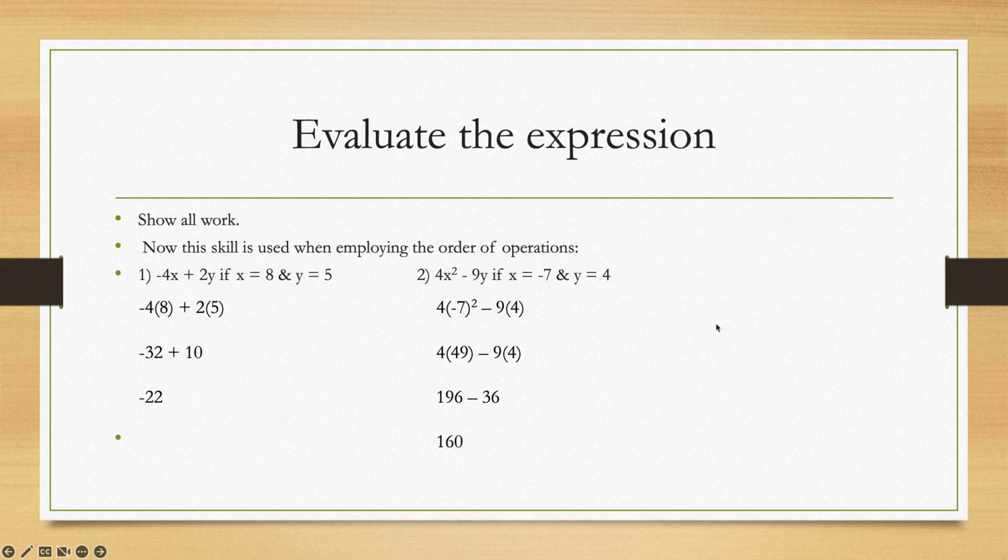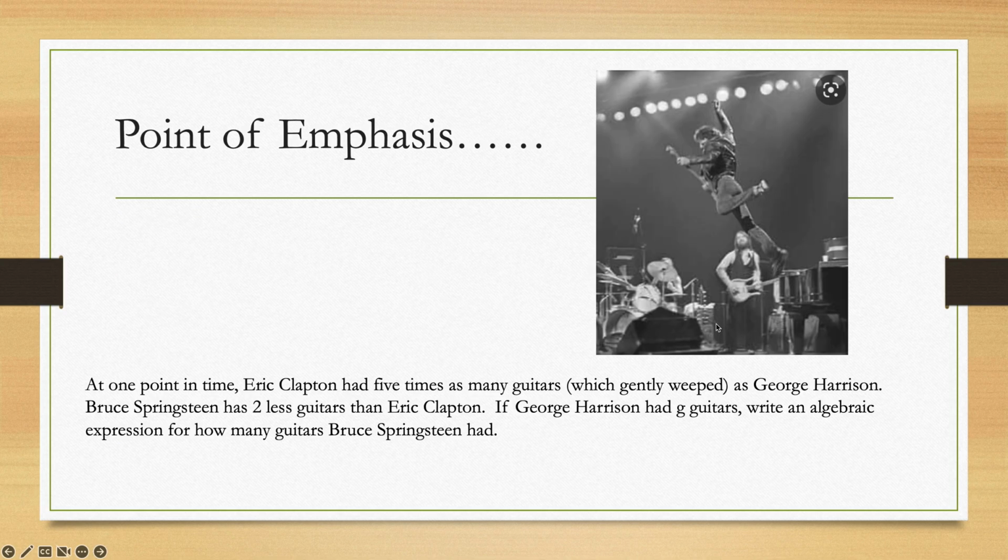Next up, a point of emphasis. We're going to write some expressions based on real world kind of stuff. At one point in time, Eric Clapton had 5 times as many guitars as George Harrison. Bruce Springsteen has 2 guitars less than Eric Clapton. If George Harrison had G guitars, write an algebraic expression for how many guitars Bruce Springsteen had.